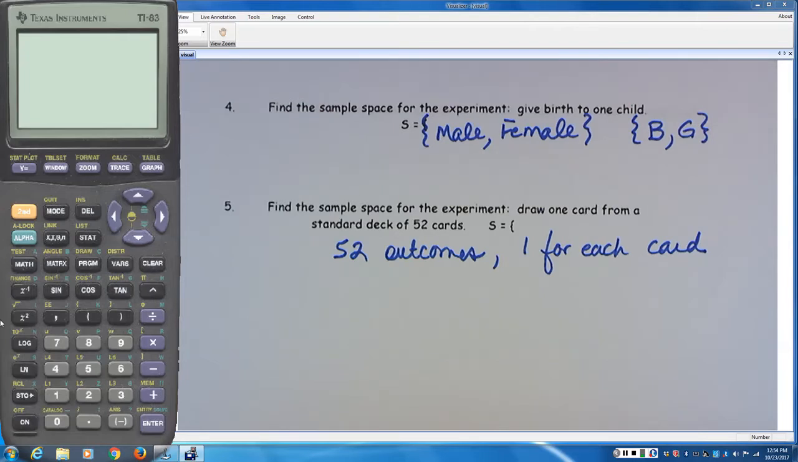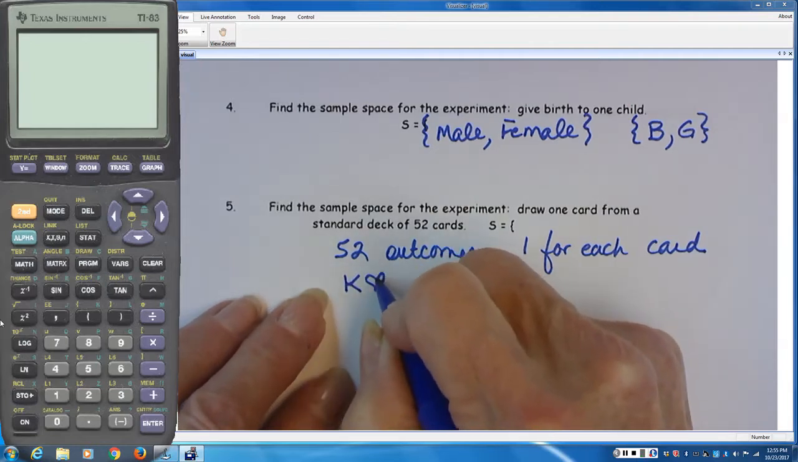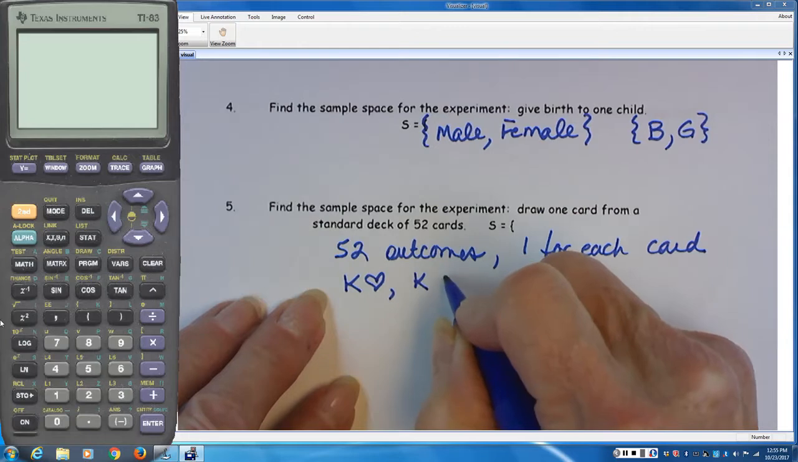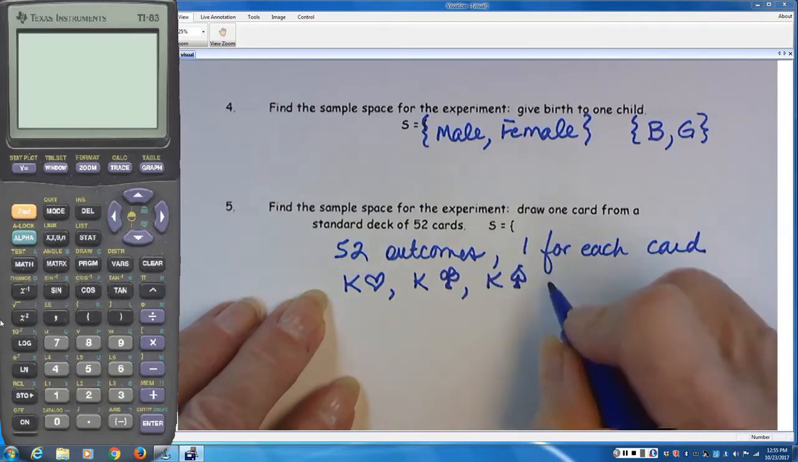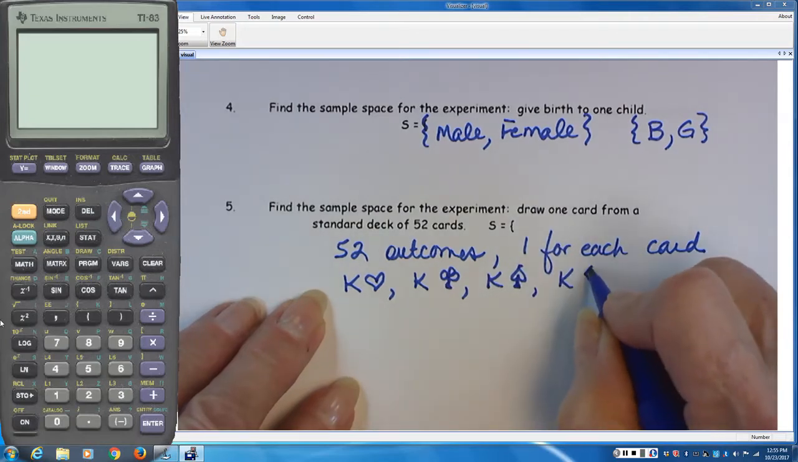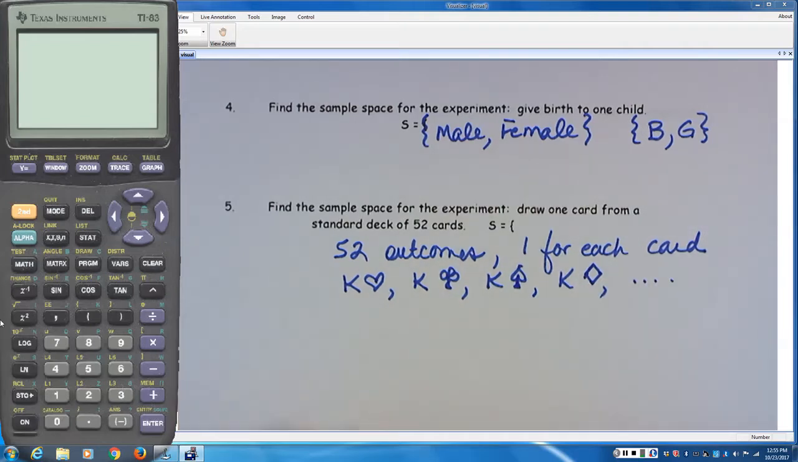Now, if I were going to list those out, for example, probably the way that I would start would be the King of Hearts, the King of Clubs, the King of Spades, and the King of Diamonds. And then all the way down to the Queen, and then the Jack, and then the 10, the 9, 8, 7, 6, and ending up with the aces of each one of these suits. Okay?